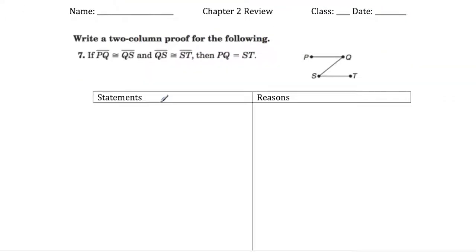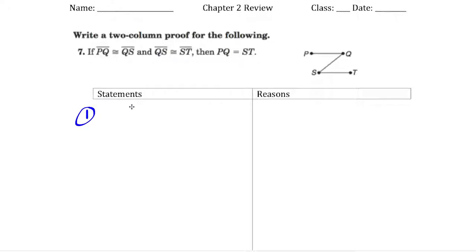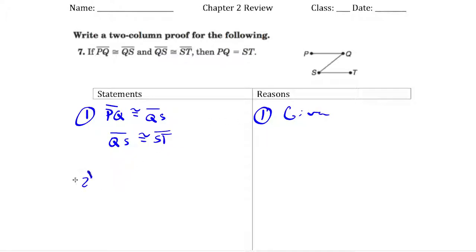All right, next up, number 2. We can start with our givens. So we want to prove that PQ is equal to ST. So it's given that PQ is congruent to QS, and QS is congruent to ST. That's all given. So we want to prove that PQ is congruent to ST. Well, we don't really need a picture or diagram for that because we know that PQ is going to be congruent to ST, and that's just the transitive property.